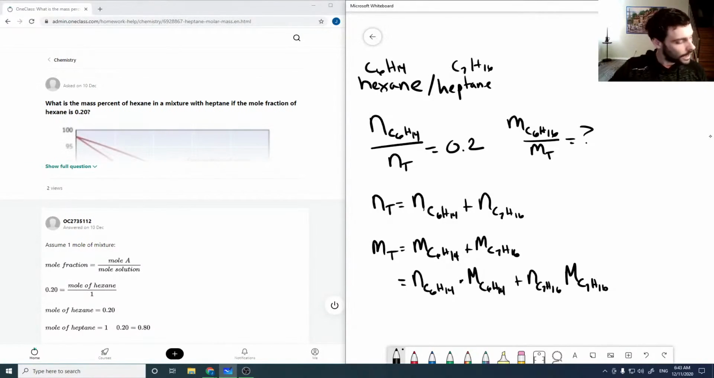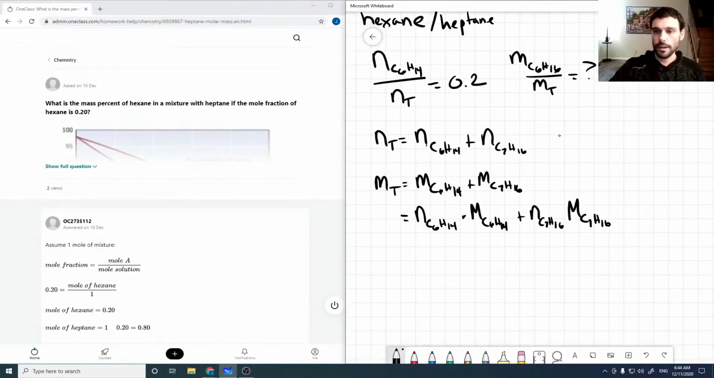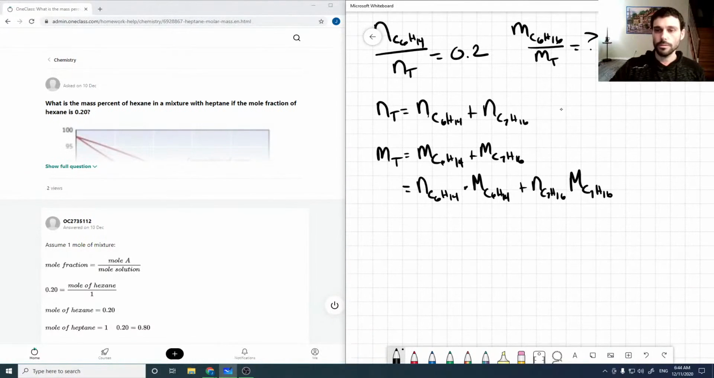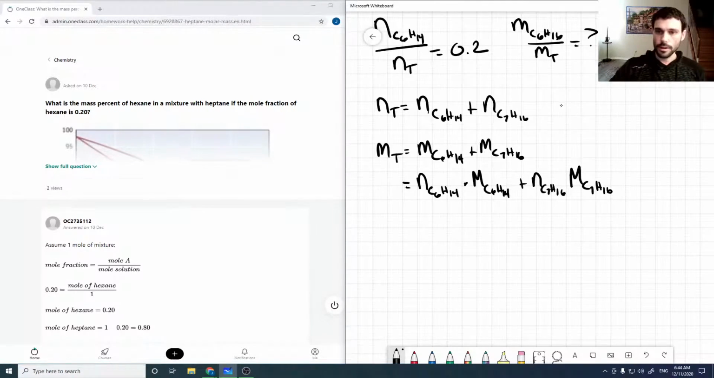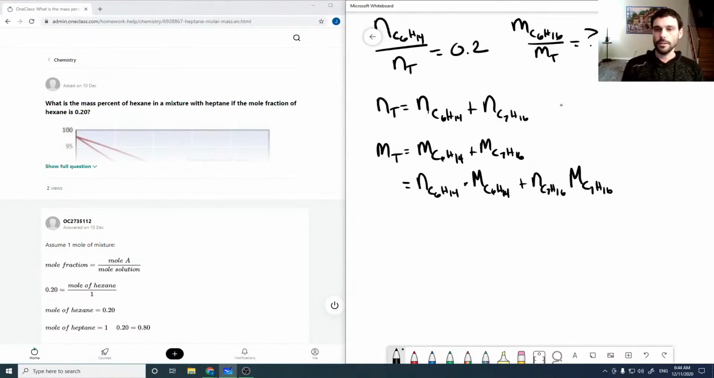Now, we can use the fact that we also know our mole fraction for C7H16, because if our mole fraction for hexane is 0.2, then our mole fraction for heptane must be 0.8, because it needs to add up to 1.